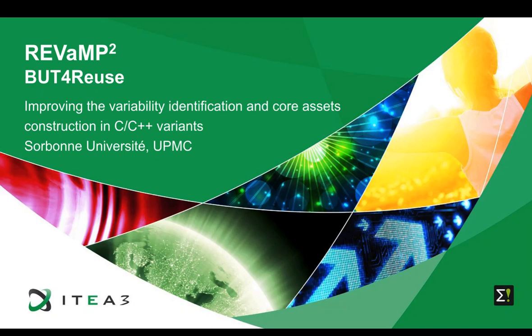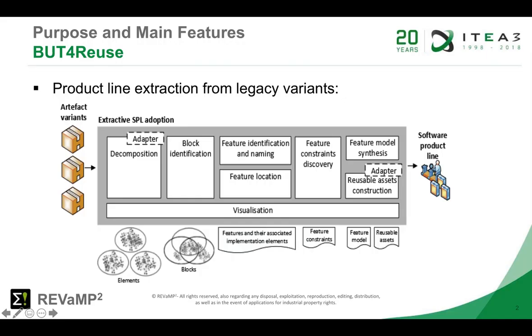Hello and welcome to this video that demonstrates BUT4Reuse tool developed by Sorbonne University for work package 4 of Revamp project. We will talk in this video about the improvement of the variability identification and core asset construction in C and C++ variants. In general, BUT4Reuse is a tool for software product line extraction from legacy variants.